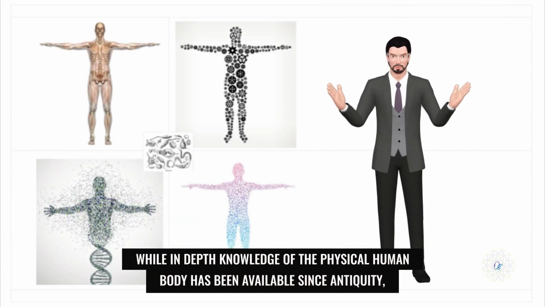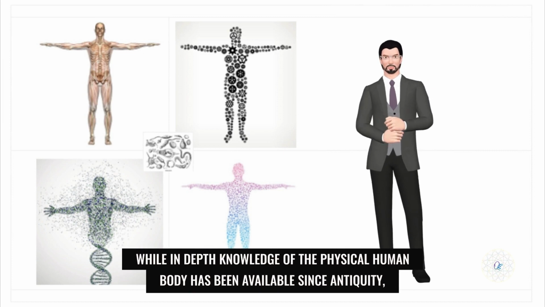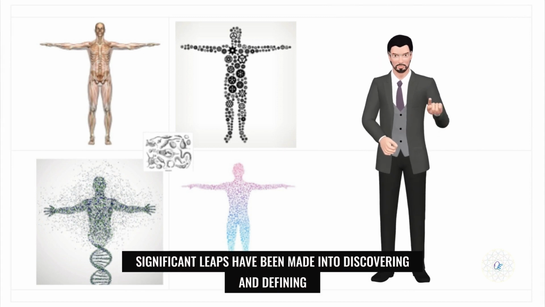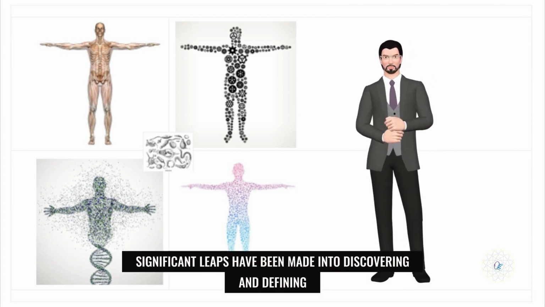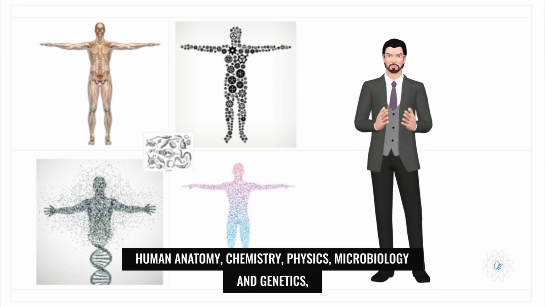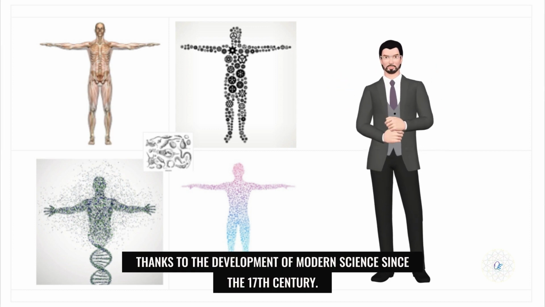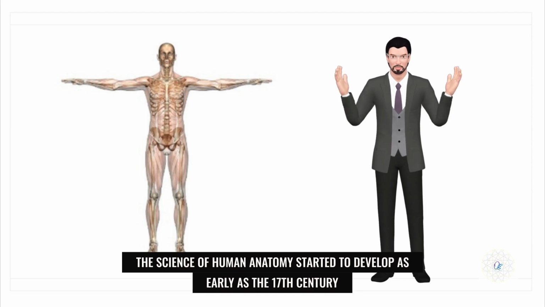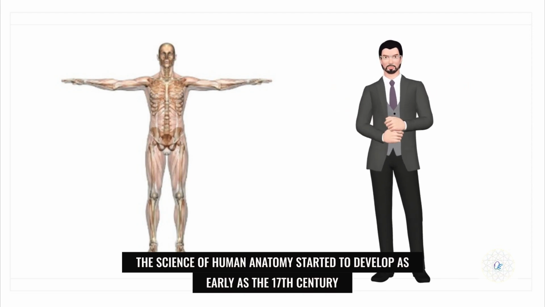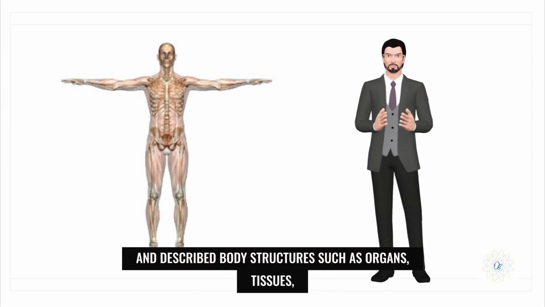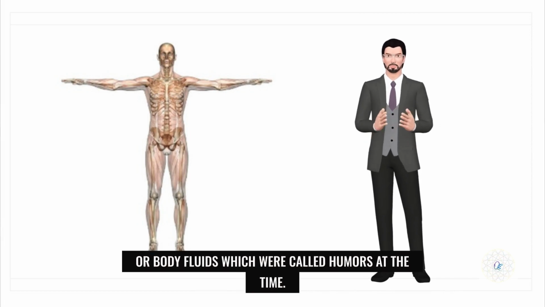While in-depth knowledge of the physical human body has been available since antiquity, significant leaps have been made into discovering and defining human anatomy, chemistry, physics, microbiology and genetics, thanks to the development of modern science since the 17th century. The science of human anatomy started to develop as early as the 17th century and described body structures such as organs, tissues, or body fluids which were called humors at the time.